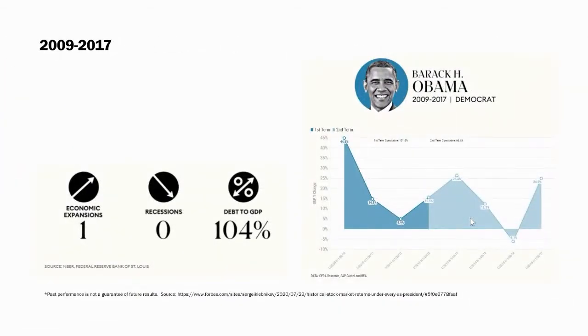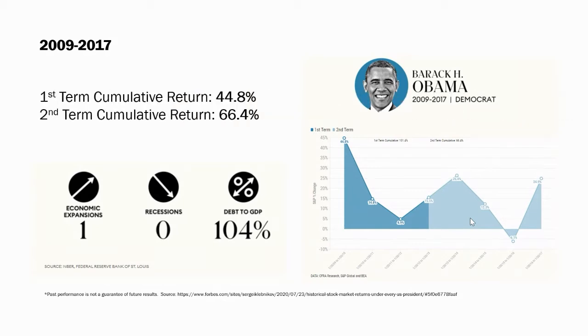Transition to Barack Obama in 2009, economic expansion coming out of the Great Recession. Debt to GDP jumps to 104%. Part of that, the bailouts, TARP, some of the things that happened as a result of the Great Recession. And you'll see there's some ups and downs there in the market during the Obama administration, but ultimately the cumulative returns end up being 44% for his first term, second term, 66.4.